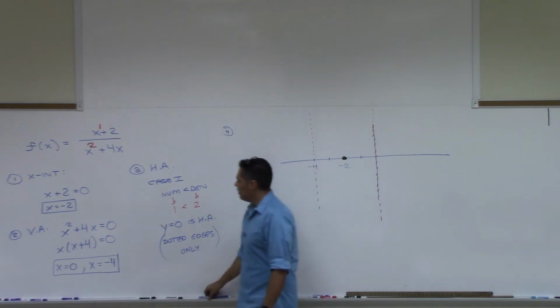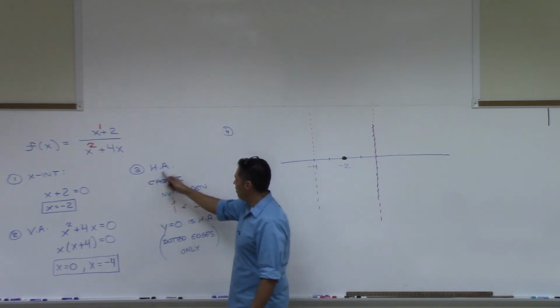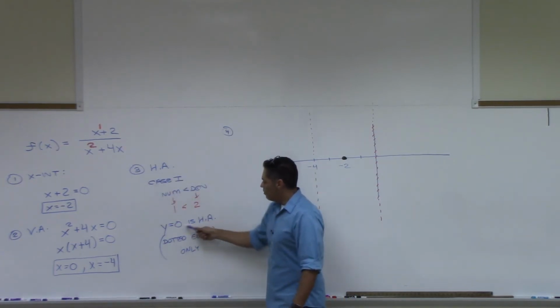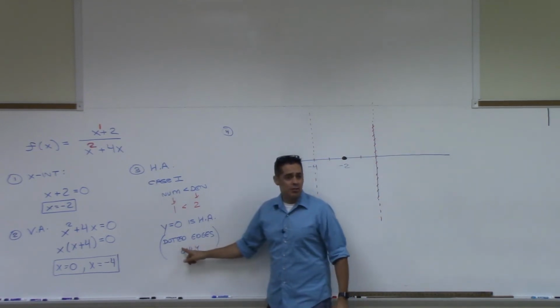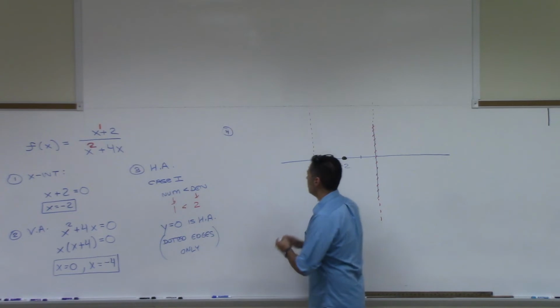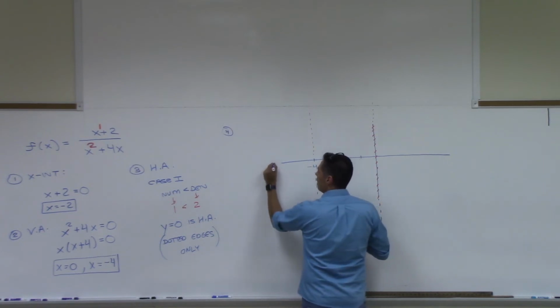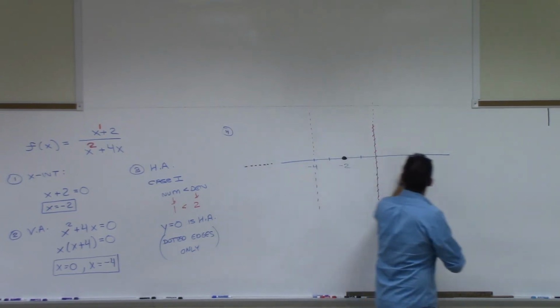Okay. Third thing, horizontal asymptote. Got this? Y equals 0, which is the x-axis. Very important. The dotted line I'm going to draw is only at the edges. Only at the edges. So I'm going to draw dotted out here and dotted out here.